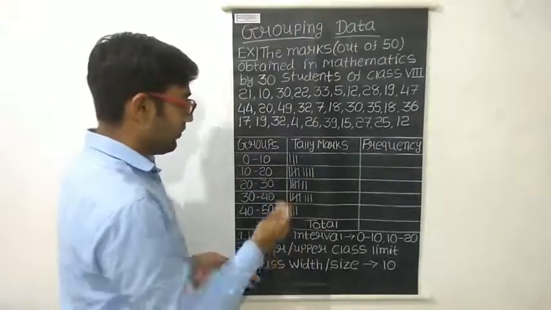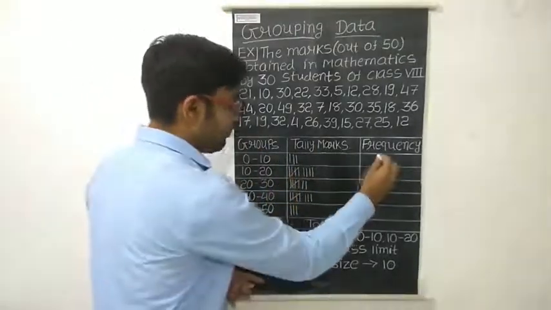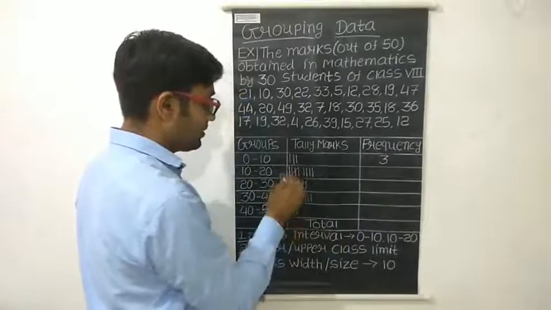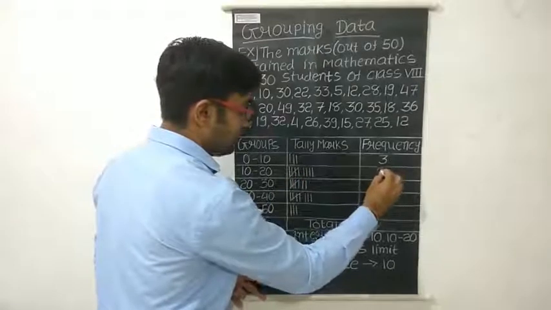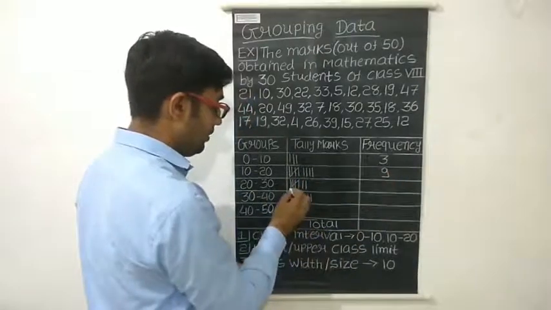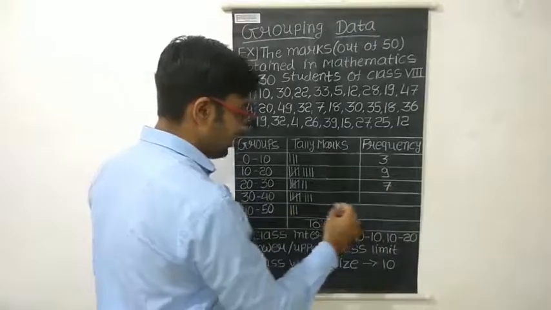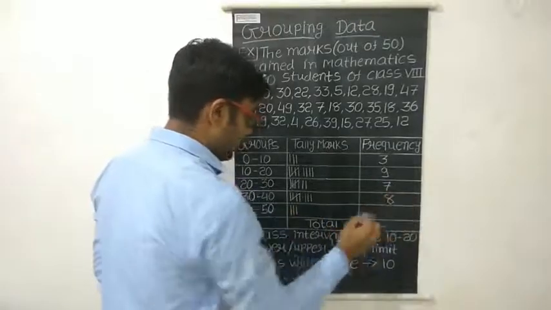Now let us calculate the frequency. Here the first group has a frequency of 3. Second group has, this is the 5, 6, 7, 8, 9. This is 9. Here 5 plus 2, that is 7. Here 5 plus 3, that is 8. And here 3.